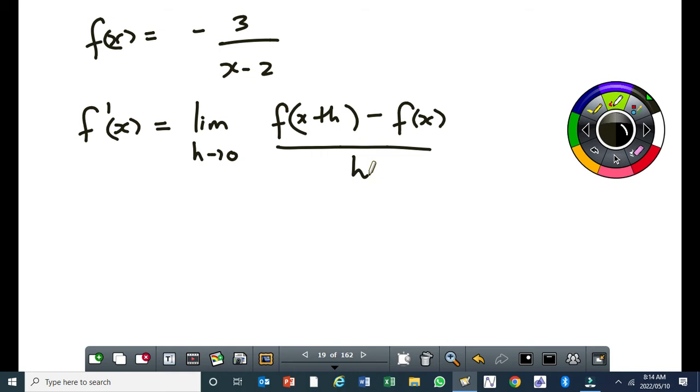Okay? Now, since this function is a little bit more complex, it is better to find f of x plus h first. Okay? Separately. So I'm going to do that in red. So f of x plus h will be equal to, all I have to do is just substitute where there is x here, I'll put x plus h. Okay? Where there is x here, yes, we replace that x by x plus h. It's function notation. Remember, you were introduced to function notation in grade 10. Okay, you need to pay attention.